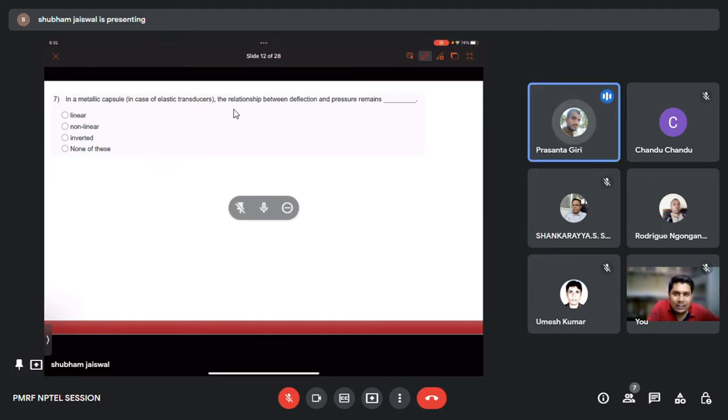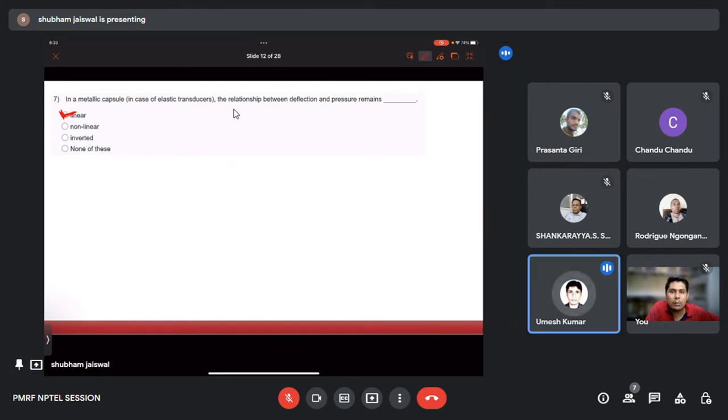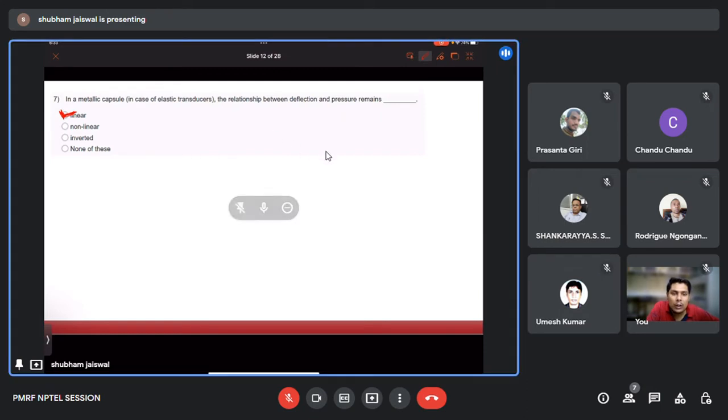I think linear. Okay, yes, linear. You're right, Prashanta. Linear, because in most cases in a metallic capsule, the relation between the deflection and pressure is always linear, if it has not gone beyond its threshold limit.